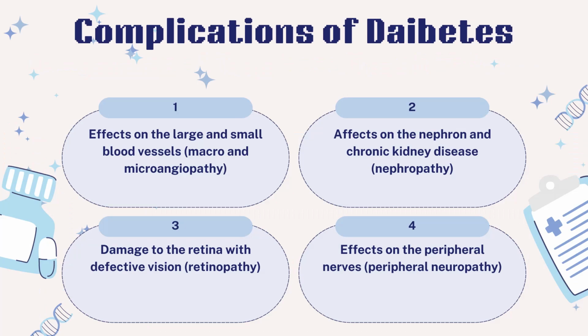Now, the late complications of diabetes mellitus. These include effects on the large and small blood vessels known as macro and microangiopathy, effects on the nephron and chronic kidney disease called nephropathy, damage to the retina with defective vision, that is retinopathy, effects on the peripheral nerves, which is called peripheral neuropathy.